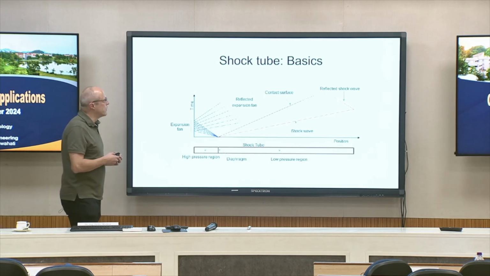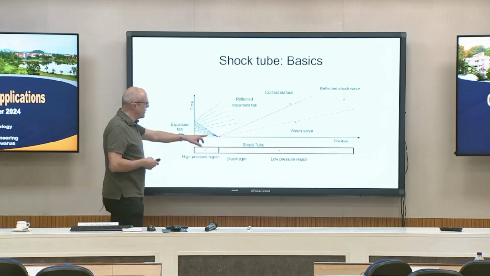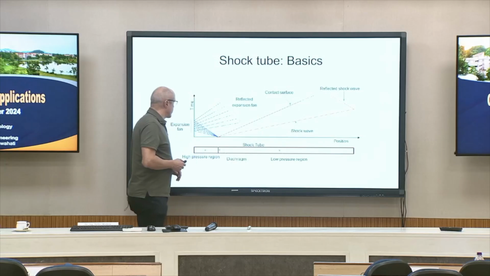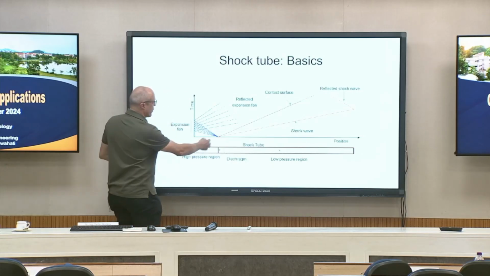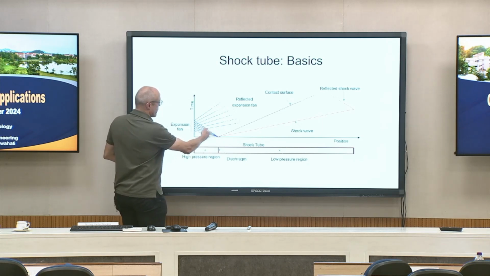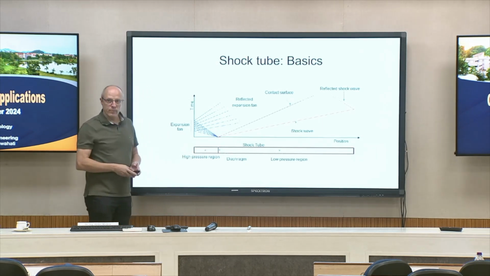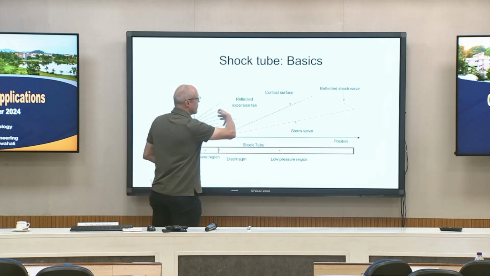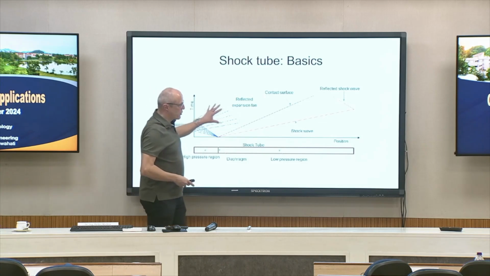So what is happening here? When we open the diaphragm, we have a shock wave which moves through our shock tube, hits the end wall, and is then reflected. We also have, of course, an expansion fan going in the other direction, which also hits the other end wall and is reflected, then moves through our shock tube.